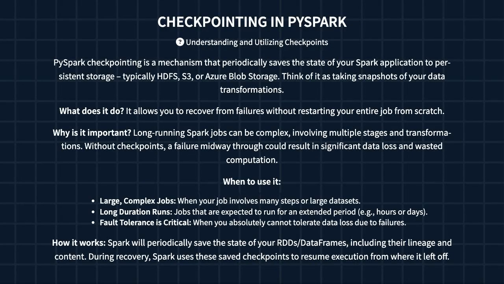Okay, let's talk about checkpointing in PySpark. It's a really important technique for making your jobs more robust and reliable. Basically, checkpointing is like taking snapshots of your data transformations at regular intervals. It saves the state of your job to persistent storage, so if something goes wrong and your job crashes midway, you don't lose all the work you've done. It's especially useful for really complex jobs that take a long time to run or involve lots of steps. You should definitely use it when you have large datasets and are prioritizing fault tolerance. Avoiding data loss is key.